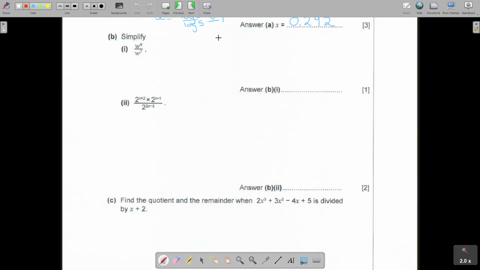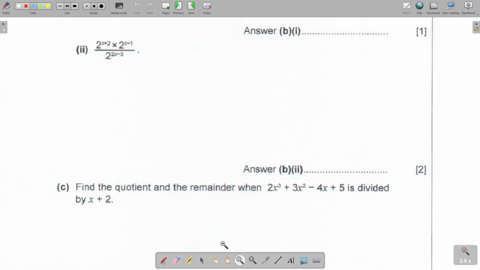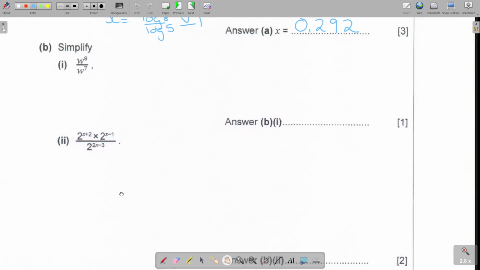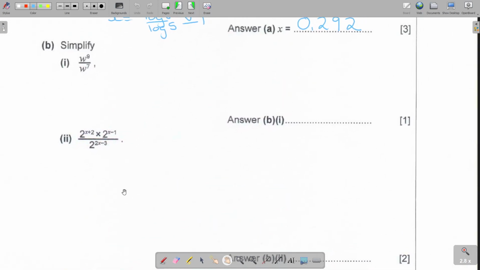Okay, let's just go to the next. So basically, I'm first going to write just the answer and then I'll show you why. Okay, it's 9 and 7. I just want to make it a bit bigger, especially if they make the small numbers. Okay, so basically this is just going to be W, 9 minus 7, which is W2.